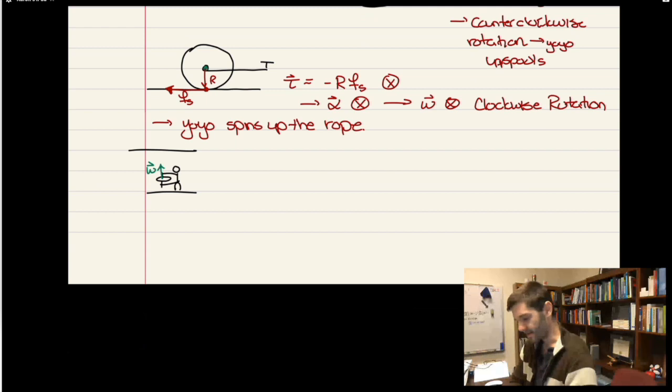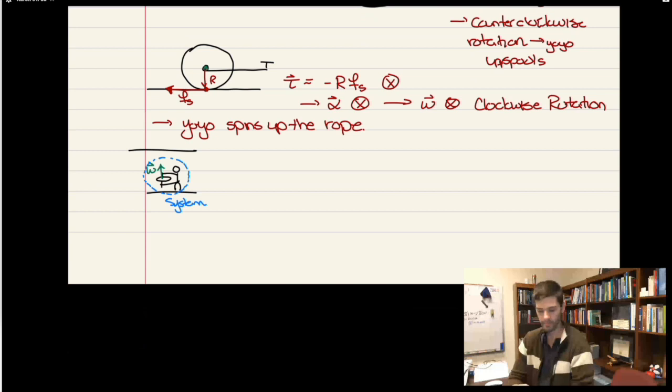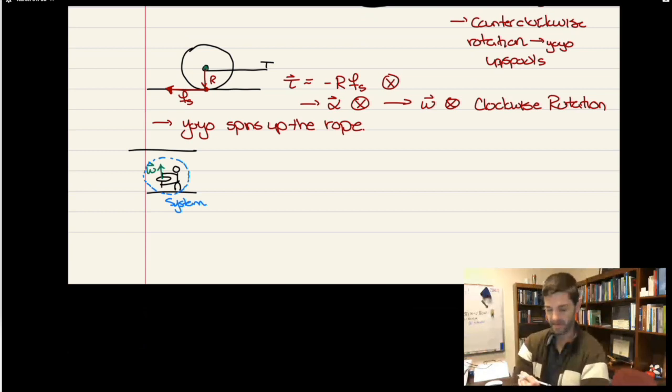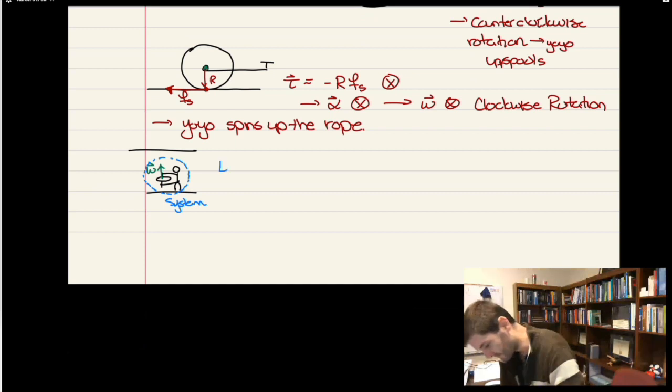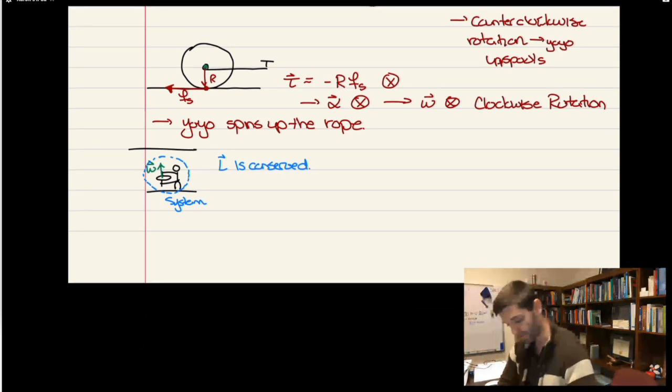I could look at this and define my system as me plus the wheel. In which case, I would say that angular momentum is conserved. Why? Because there is no net external torques.